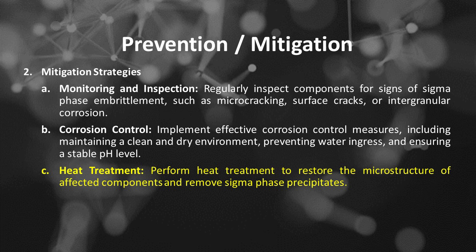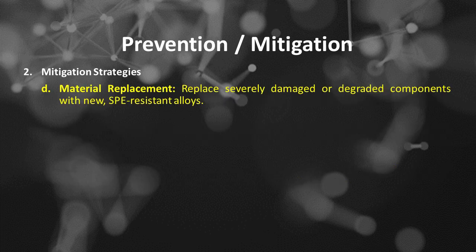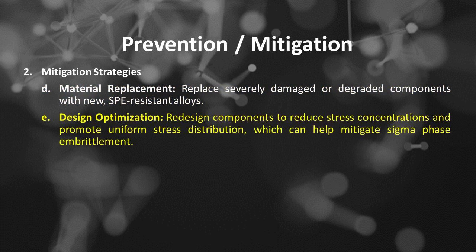Perform heat treatment to restore the microstructure of affected components and remove sigma phase precipitates. The fourth is material replacement. Replace severely damaged or degraded components with new, sigma phase embrittlement resistant alloys. The fifth is design optimization. Redesign components to reduce stress concentrations and promote uniform stress distribution, which can help mitigate sigma phase embrittlement.